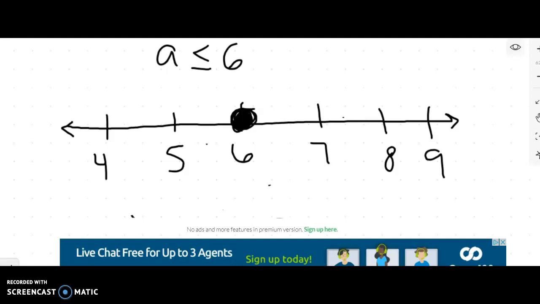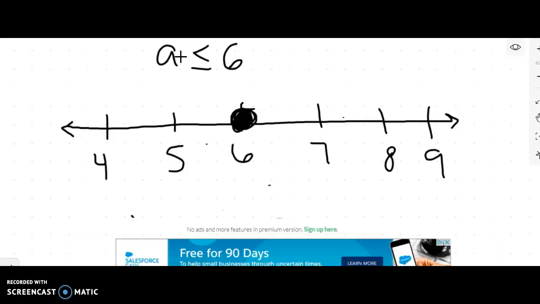Now we know that our 6 is included, so we have to worry about the less than sign. How are we going to graph this? We know A equals any number that is below 6, so that's going to go left on our number line. You can just shade it like this to show that you are going this way on the number line and draw an arrow over that. The arrow just means it keeps extending to the left. It just keeps on going.